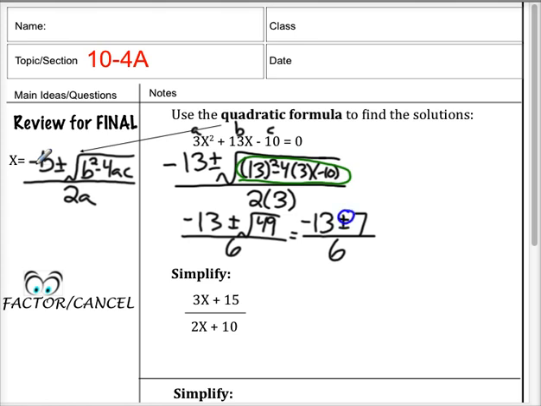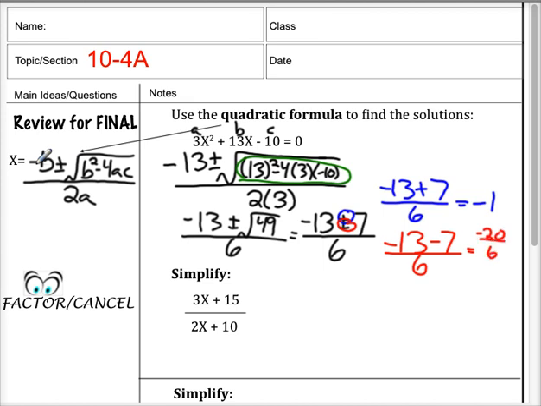So, when we take the positive, we get negative 13 plus 7, which is going to be a negative 6. I apologize. That gives us a negative 6 divided by 6 is a negative 1. Then when we subtract it, negative 13 minus 7 is a negative 20 divided by 6. Well, negative 20 divided by 6, that is going to give us negative 3.3 repeating.